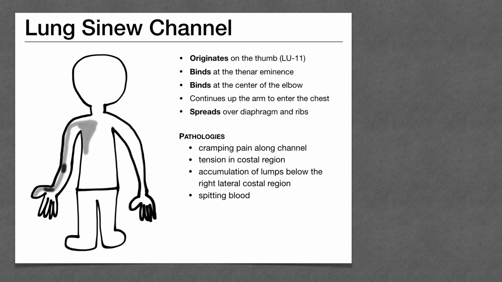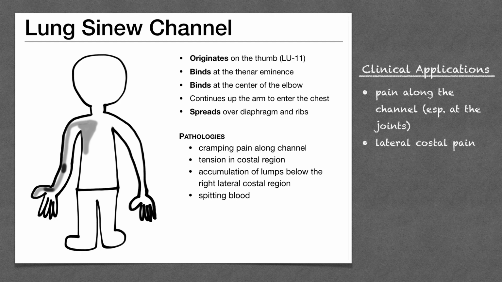Next, we have the Sinew channel. Remember we said that Sinew channels do not connect to the organs, so that's why we don't see any organs in this picture. The Sinew channel generally follows the primary channel, so we can treat pain in the muscles and joints along its pathway. What's interesting to point out is the Sinew channel spreads over the ribs and the lateral costal region, so when we start looking at points, we'll see some of them are indicated for pain in the lateral costal region. We can treat that because of the pathway of the Sinew channel.